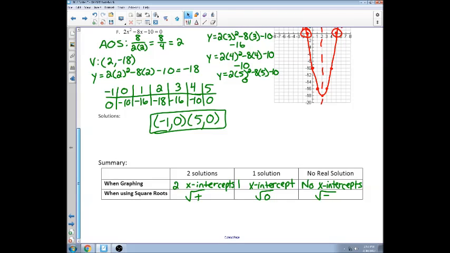Well, that is the end of our lesson. Make sure that if you have any questions over any of this stuff, you come in and see me. Most of what we did today was just review. We just basically picked out where our answers would be from what we already knew about graphing.